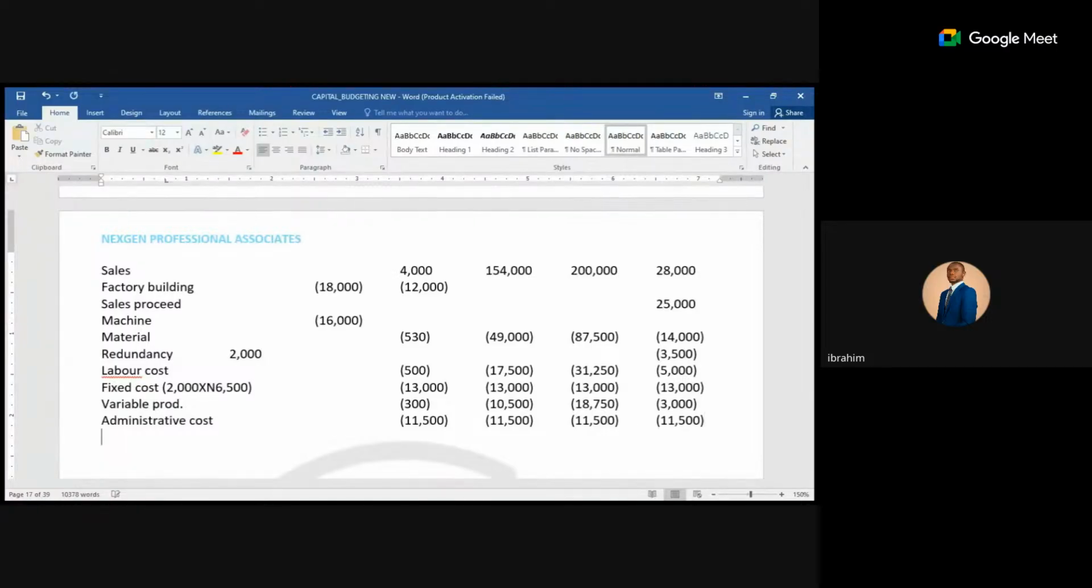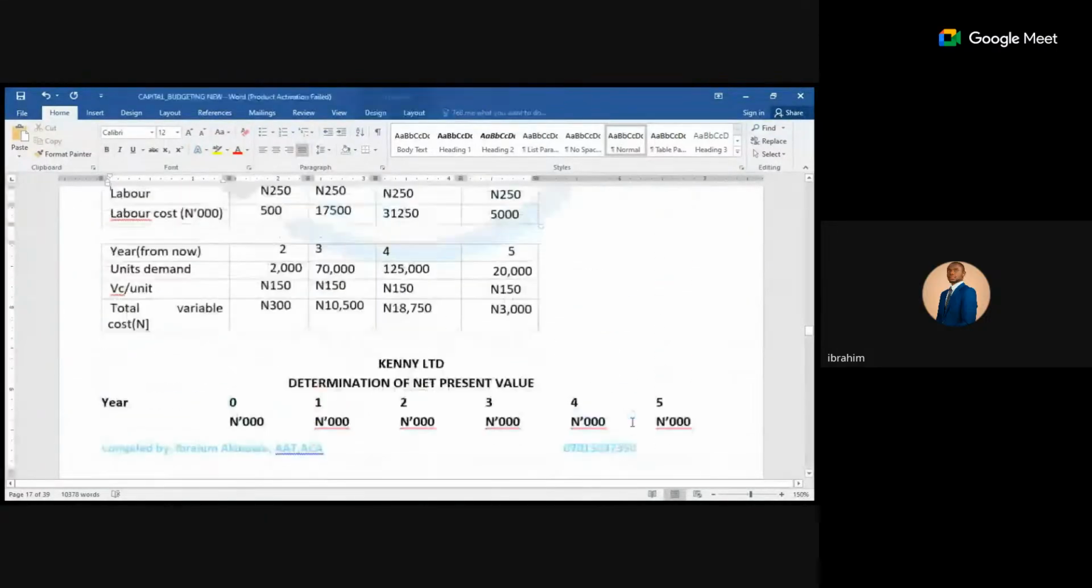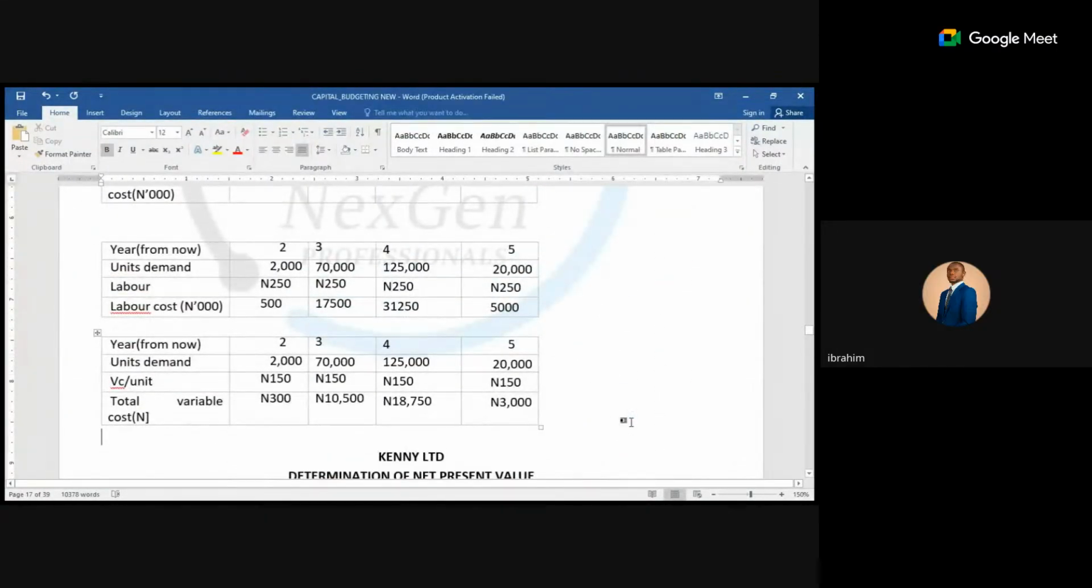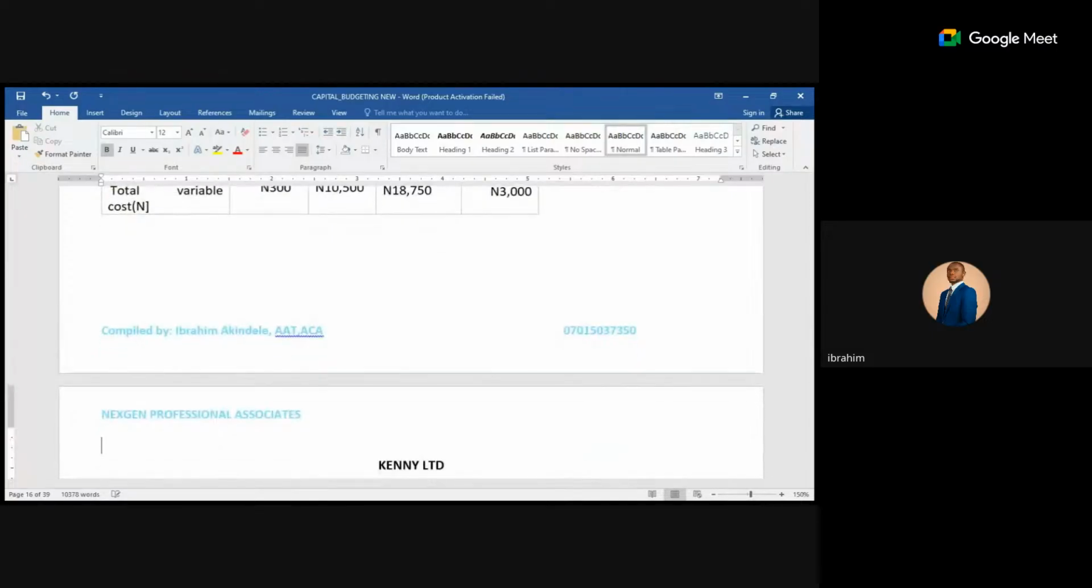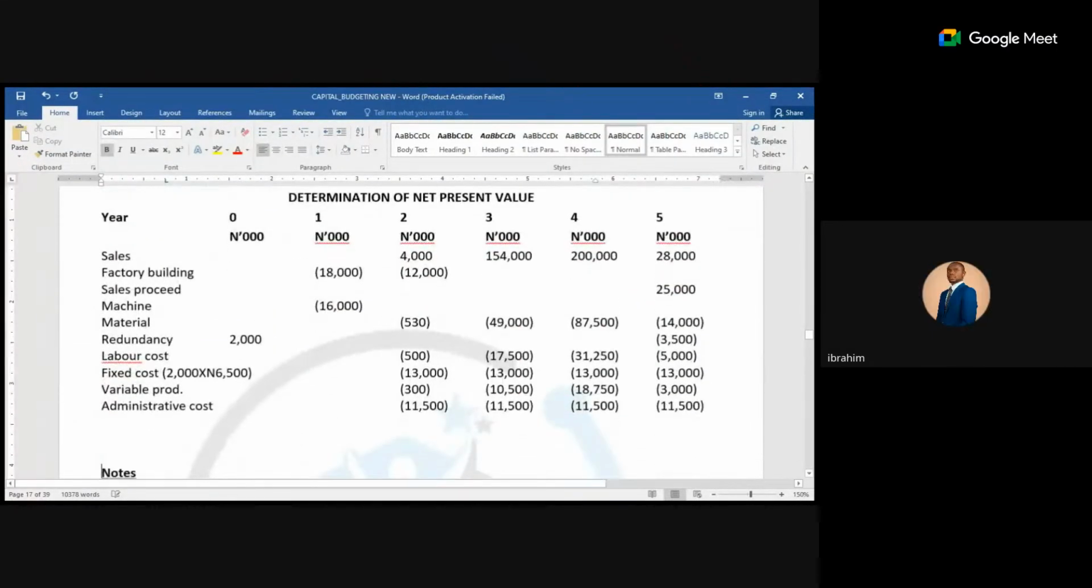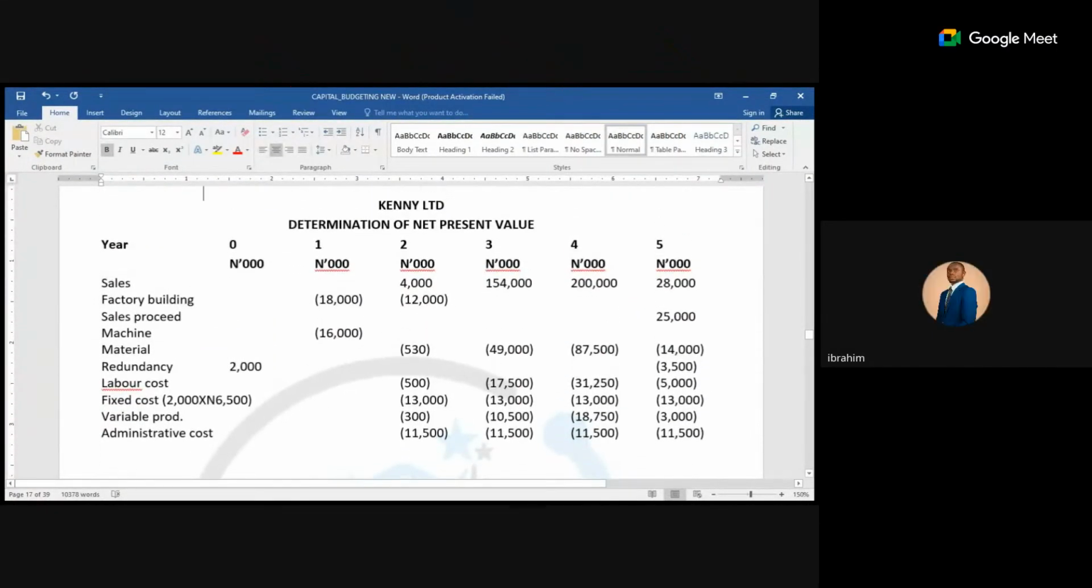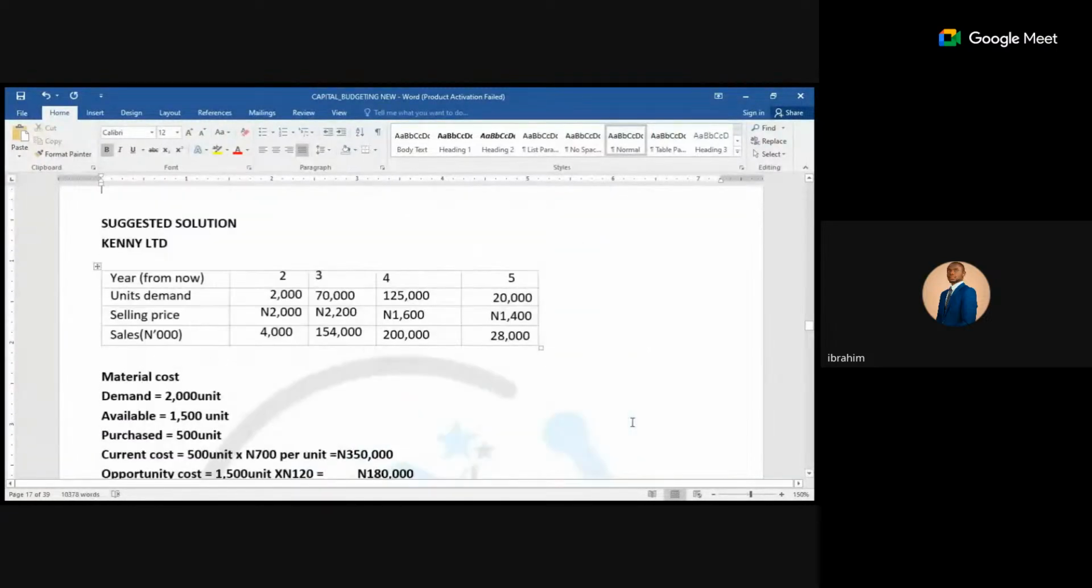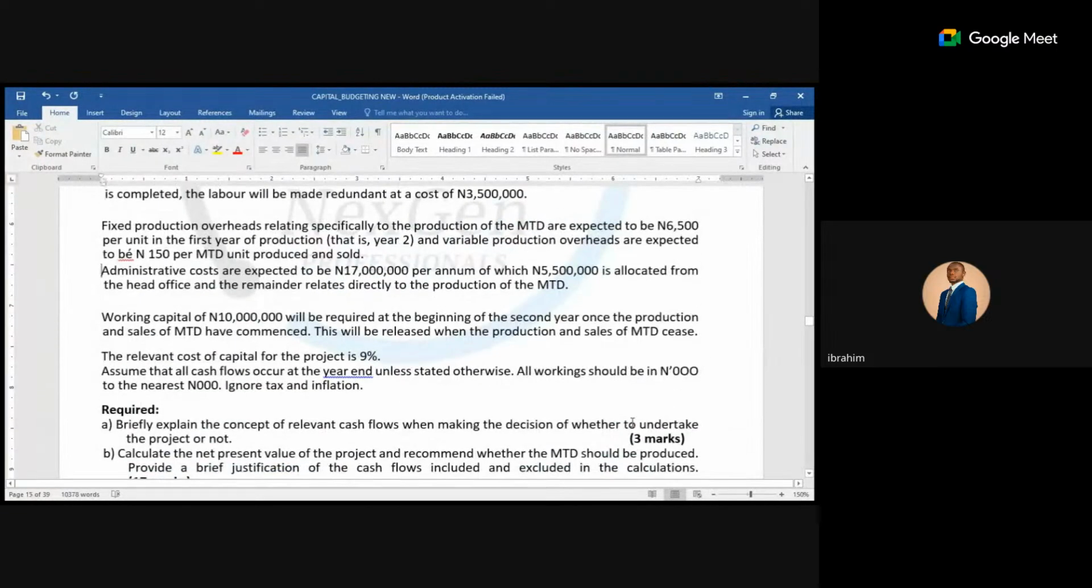We have working capital, right? Working capital recovered. Okay, working capital, 10 million will be required at the beginning of the second year. You can see that this working capital, they can give you in any form.